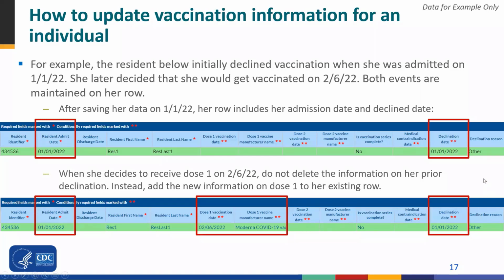But what you do is you just simply go in and update those 2 cells under dose 1 vaccination date and manufacturer to show that on February 6th, she received that first dose. So then for future weeks, she will be included as having a partial vaccination.